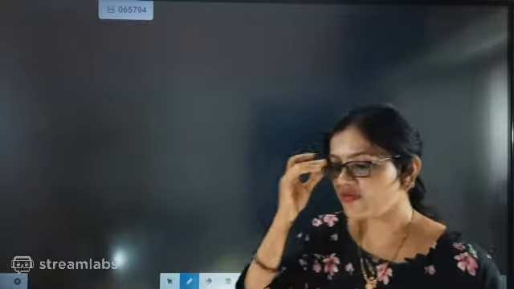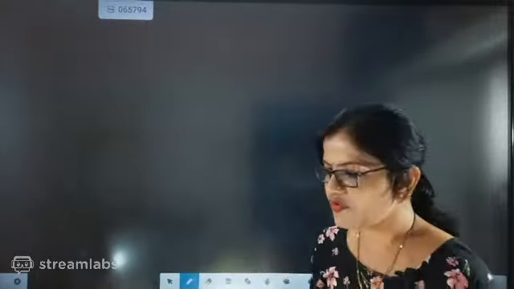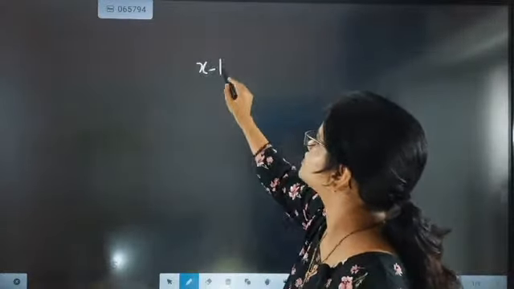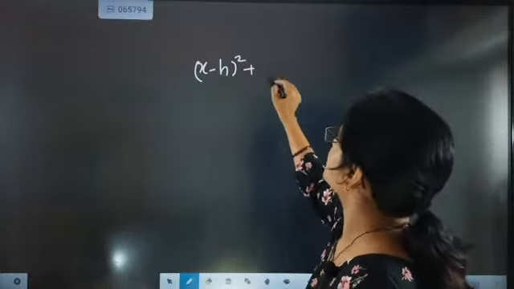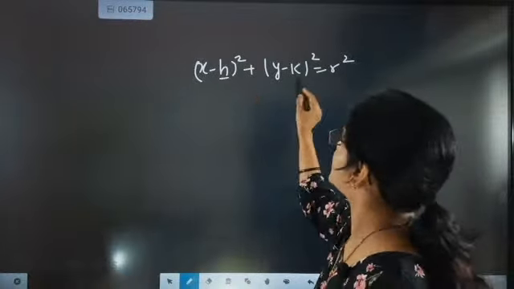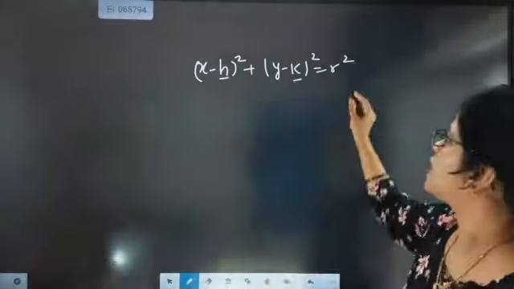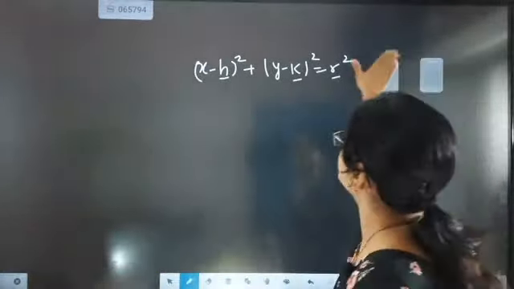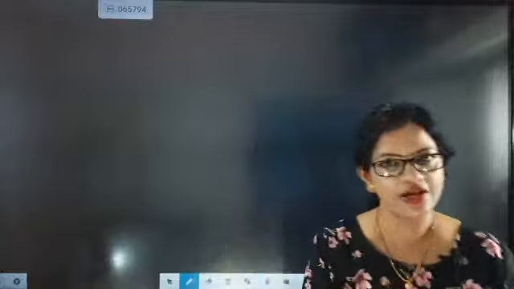Till now we have understood the standard equation of circle and we were solving questions based on that only. The standard equation of circle was x minus h whole square plus y minus k whole square equal to r square, where h and k is the center of the circle and r is the radius. Now today we will be seeing the general equation of a circle, and we will convert the general equation of the circle into the standard equation of the circle.